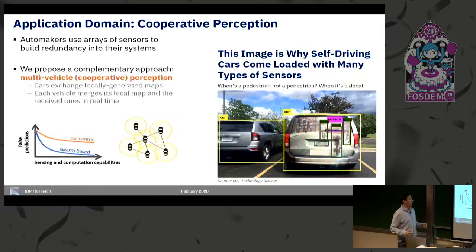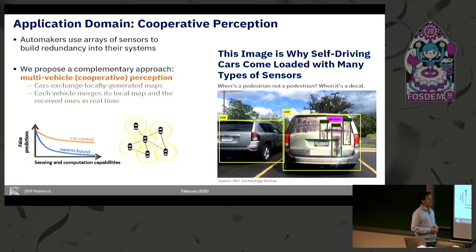So what we like to study, or let's say to propose, is this complementary approach of multi-vehicle cooperative perception, where cars can very closely interact with each other, right? In addition to doing its own stuff, a car can interact with other cars to resolve, for example, this kind of ambiguities in real time while they are driving in an environment, right?